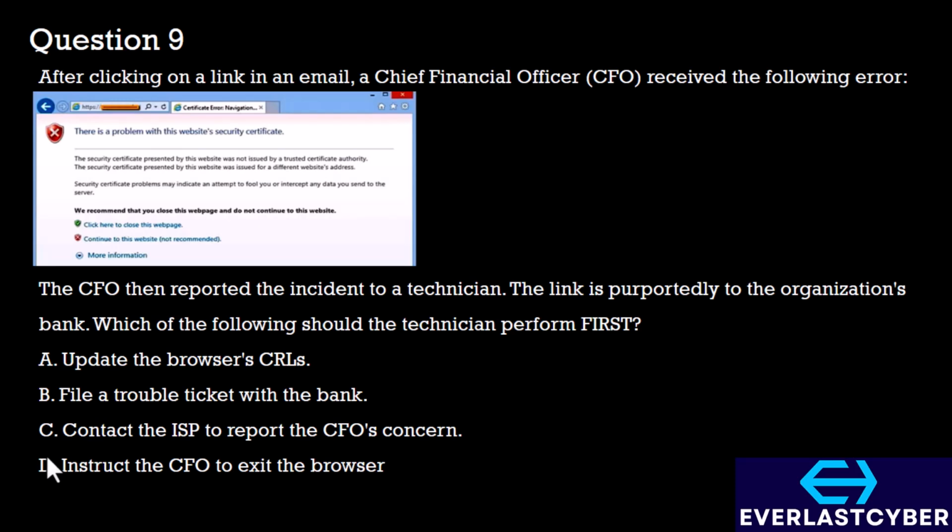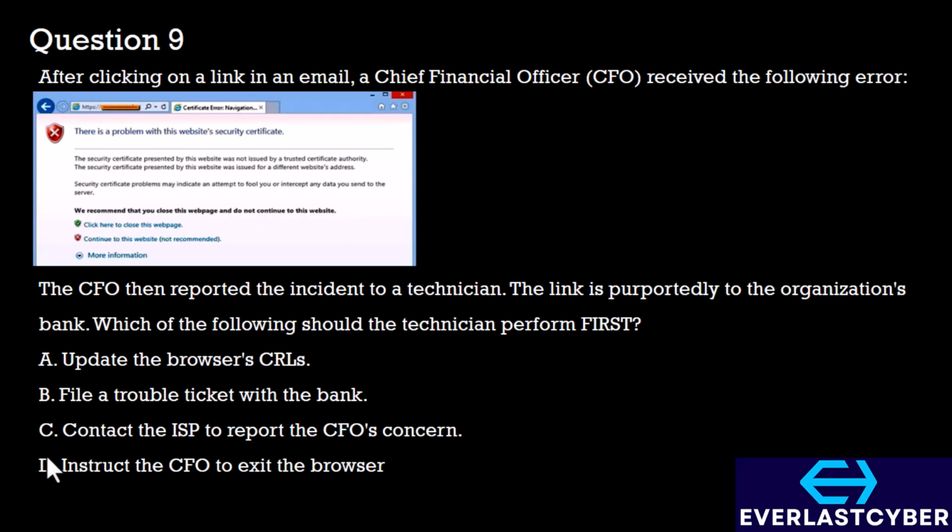Now, in this scenario, the CFO received an error about his security certificate after clicking on a link that is supposedly from the organization's bank. Going through the options, option A, updating the browser's CRL. While keeping the certificate revocation list updated is important for browser security, this is not the immediate action that is needed for when a security certificate error is encountered. Option B, filing a trouble ticket with the bank. This would allow the bank to investigate if the link is legitimate or if it is a potential phishing attempt.